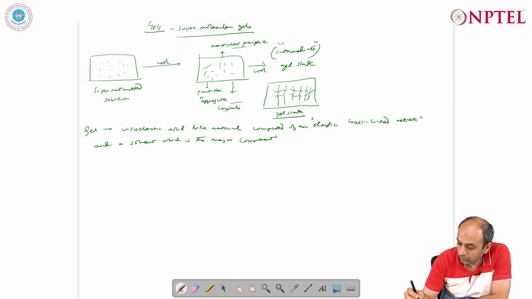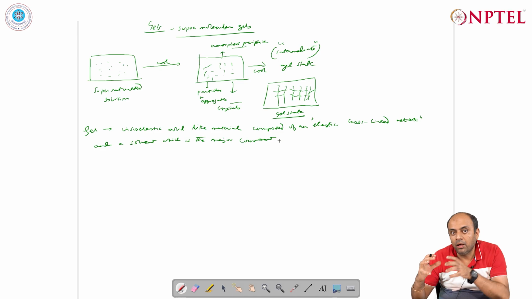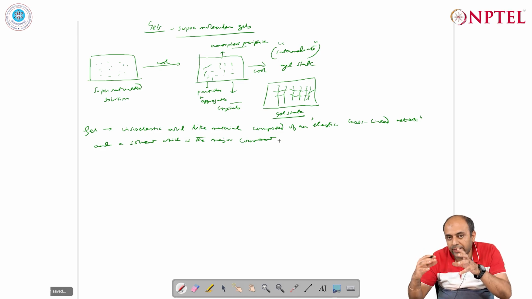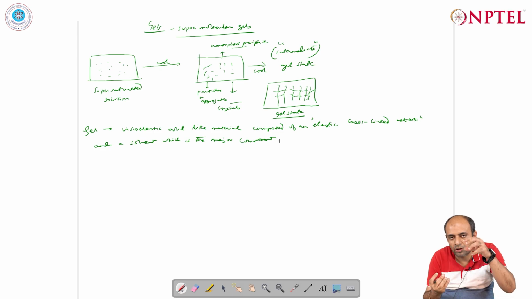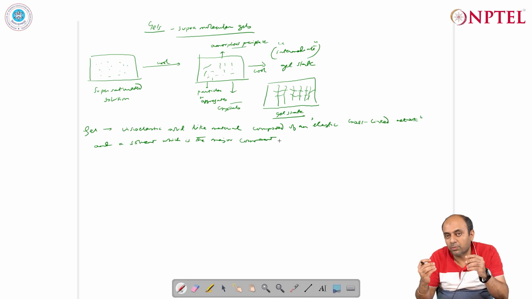And the solvent is the major component, and when water is present, it is referred to as a hydrogel, because water is the major component which fills up the voids or the space which is created in this fibrous network. These fibrillar structures are formed because of the process of self-assembly of the gelator molecules. So we are going to particularly focus on supramolecular gels.